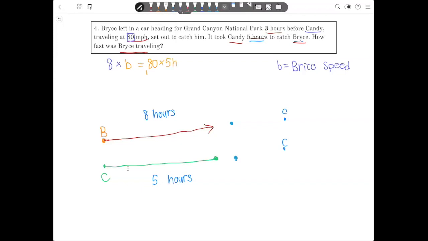So 80 miles per hour, B miles per hour, and 8 hours. So I should write that. So hopefully that's clear. So now we just do 8B is 80 times 5, or 400. That means B is 400 divided by 8, or 50.